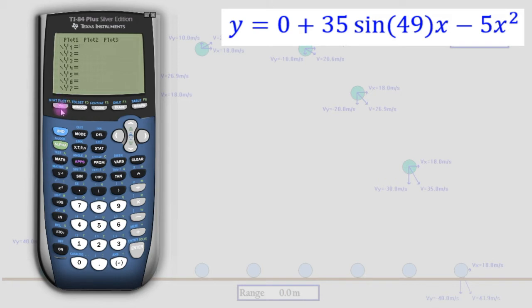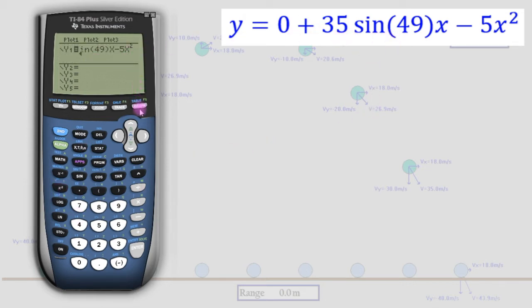To do that, we go to the y equals button, and a plot screen shows up, and we're just going to plug this in as we see it. Now we're not going to put the 0, that makes sense. 35 sine of 49 degrees, close parentheses, x. Now it's important you close that parentheses. If you don't, it's going to do something weird with the 49 and the x. Next, minus 5x squared. Now that's this equation.